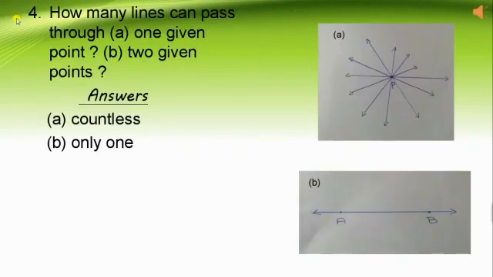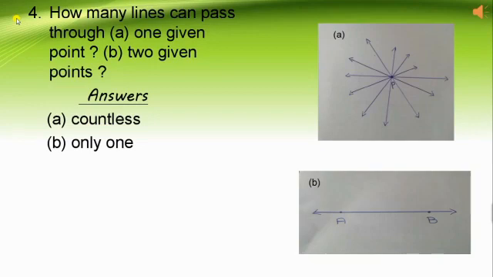Next question is, how many lines can pass through one given point and two given points? To find question A, you mark a point P in your notebook and check how many lines can be drawn through that point. Then you find that you can draw a countless number of lines. Hence, the number of lines passing through one given point is countless.